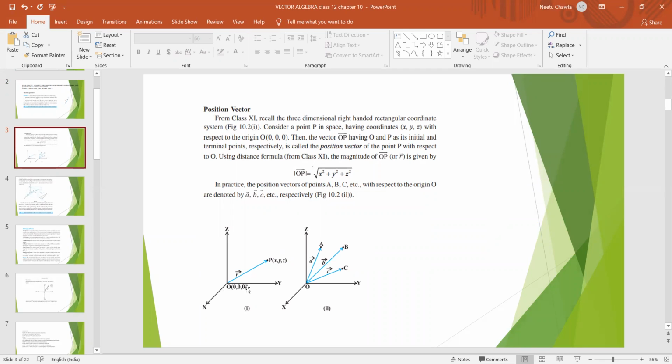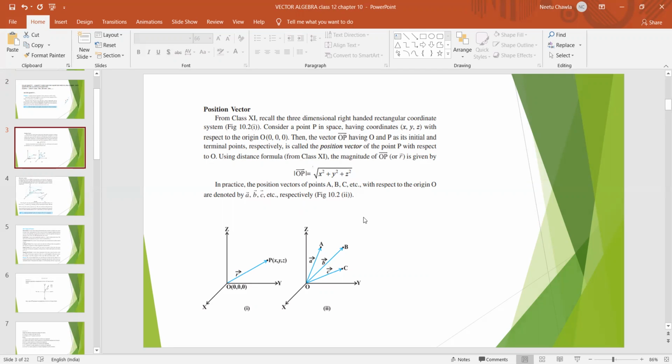This is a point P in the space having coordinates x, y, z with respect to the origin 0, 0, 0. This vector OP, where O is the initial position and P is the terminal position, and the value of OP, meaning the magnitude of OP, which we are representing here with small r also, is given by the distance formula. Already we have done the distance formula in 3D in class 11th. Using that, we are getting here under root of x square plus y square plus z square.